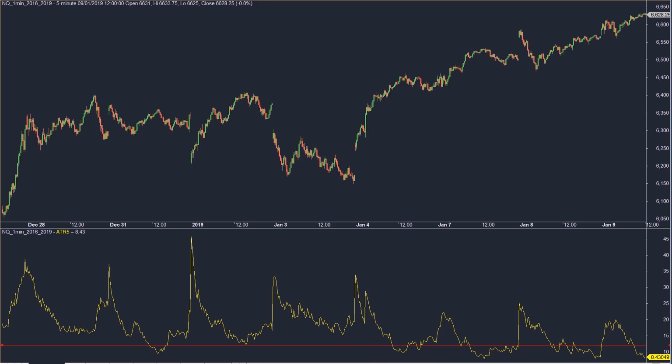So let's say this level and this level. If the current reading is below the bottom level, you conclude that the current volatility is low. If the ATR is between these two levels, the volatility is standard or normal. And lastly, if the ATR is above its top level, you deem the volatility to be high.